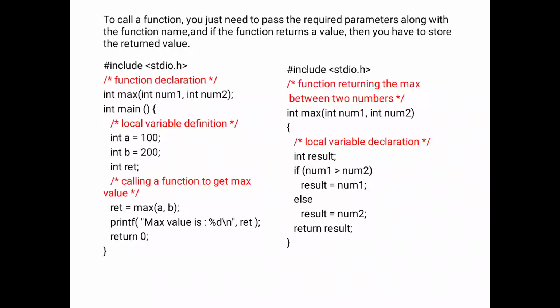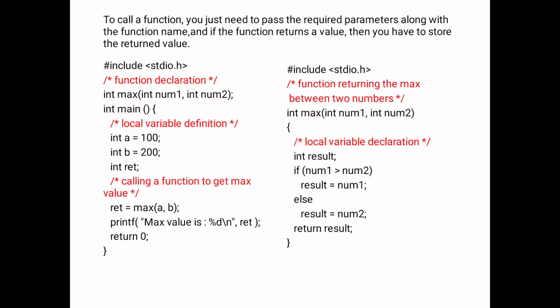Here see the example of those two programs. You know that #include <stdio.h> is a header file. Then you should declare some function here: int max, int num1 comma int num2. Here int is the return type, max is the function name, and this is the parameter list. This is a local variable definition. You already initialize the values of int a and int b.